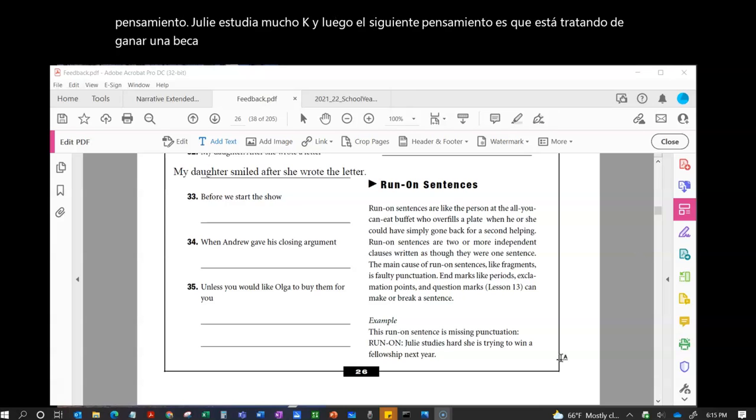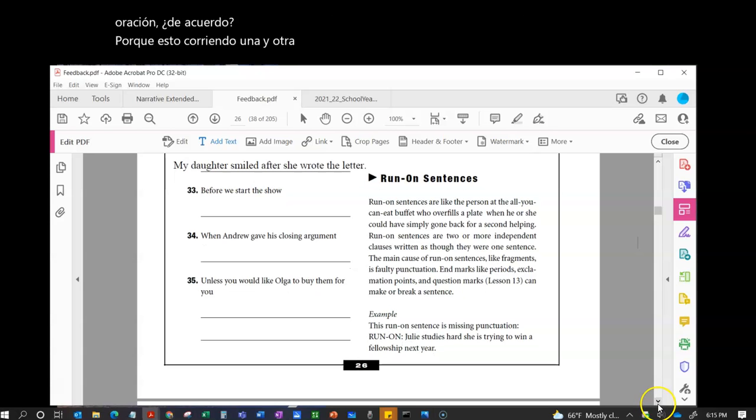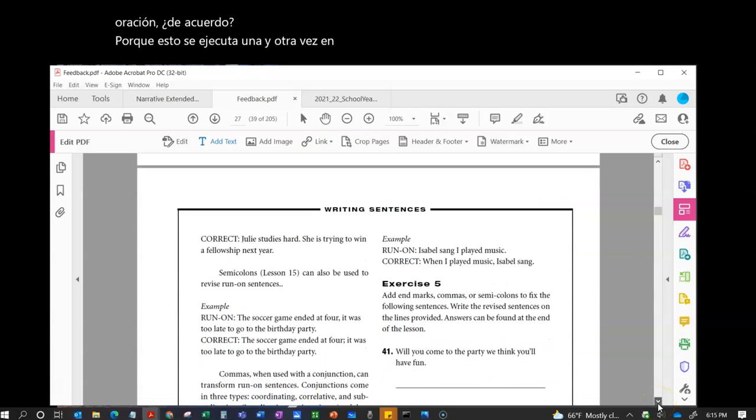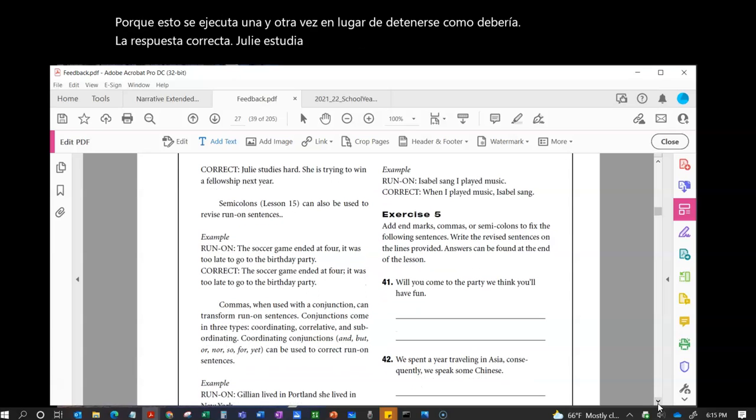Fellowship is a grant. It's like a scholarship. It's very highly esteemed, and it's a reward for hard work. Okay? So that is a run-on sentence, okay? Because it's running on and on and on instead of stopping like it should. The correct answer: Julie studies hard. She is trying to win a fellowship next year.